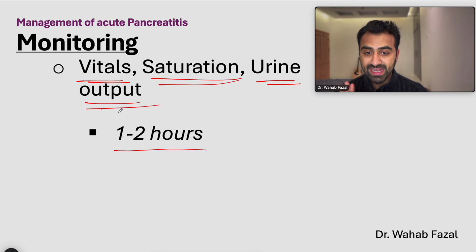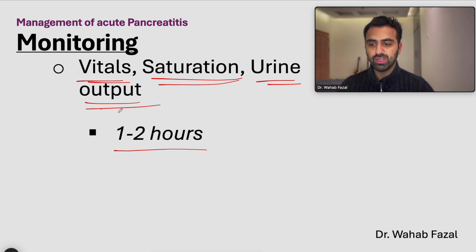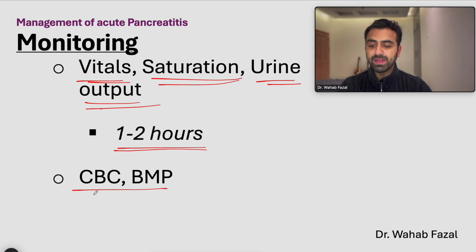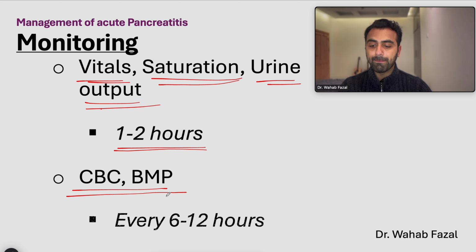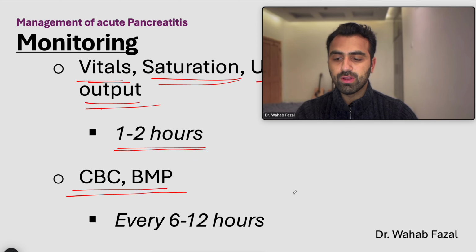And this is not for highly severe pancreatitis. In severe pancreatitis, if the patient is in the ICU, each of these will be measured much more frequently than every 1 to 2 hours. And then you want to get a complete blood count and a basic metabolic panel every 6 to 12 hours. This is for a mild or moderate level of severity of pancreatitis.